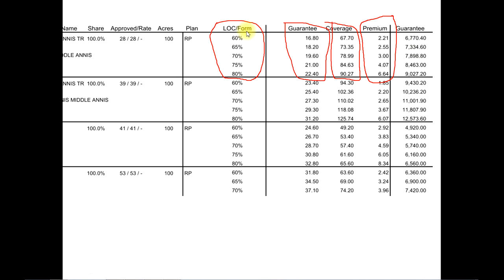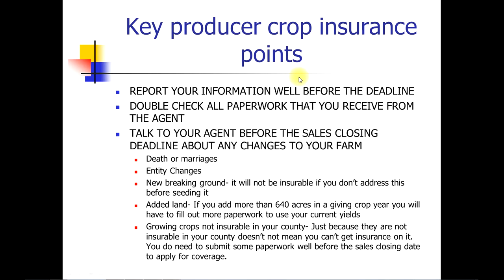So this is just zoomed in on here, just showing you the levels, the guarantee, which is your bushel guarantee per acre, and then the coverage and the premium over there next to it.